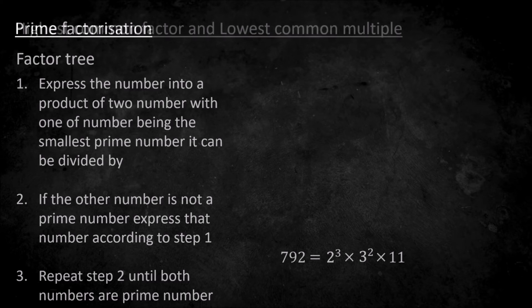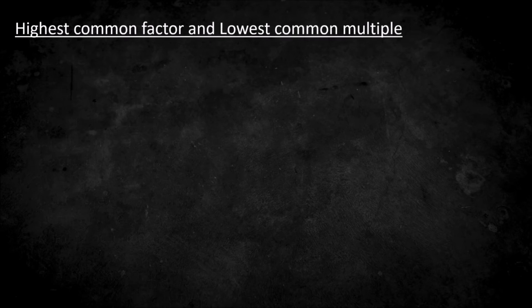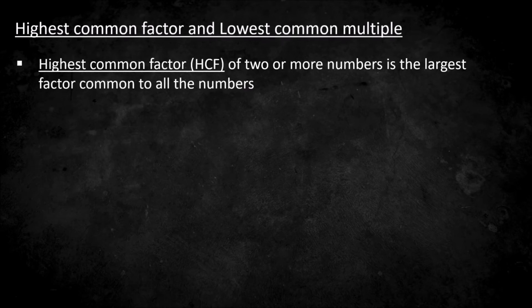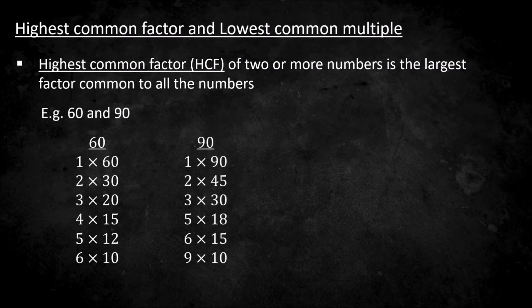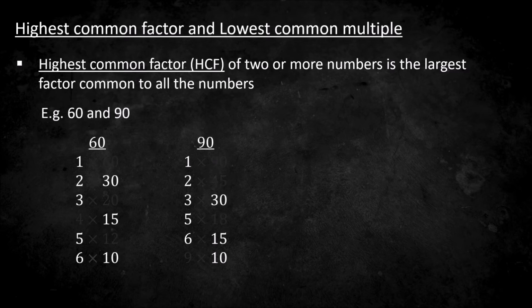Prime factorization can be used to find the highest common factor of two or more numbers. The highest common factor is the largest factor common to all numbers. For example, looking at the factors for the two numbers, 60 and 90, there are 8 factors that are common to both numbers. The largest among these is 30. The highest common factor is 30.